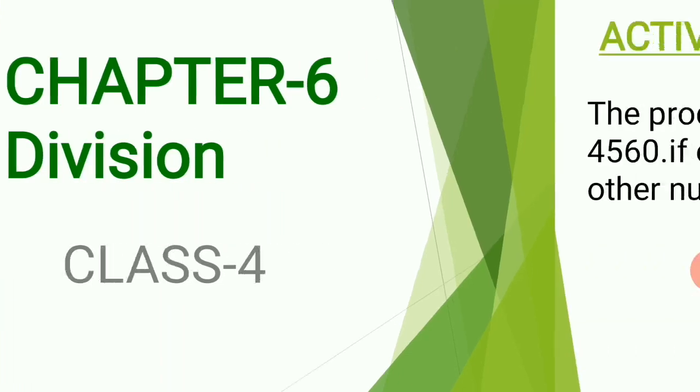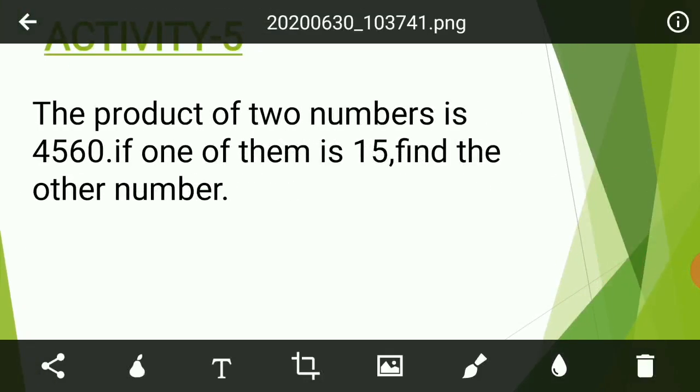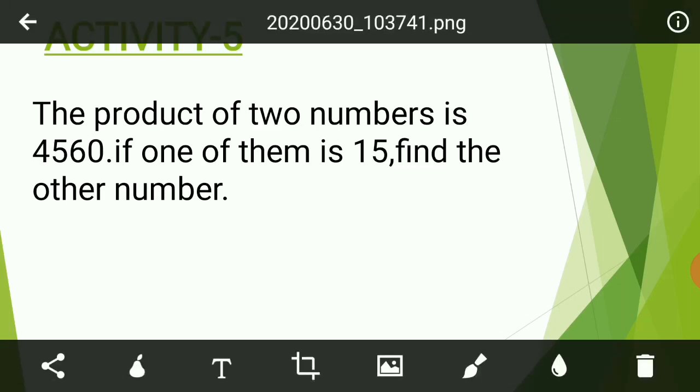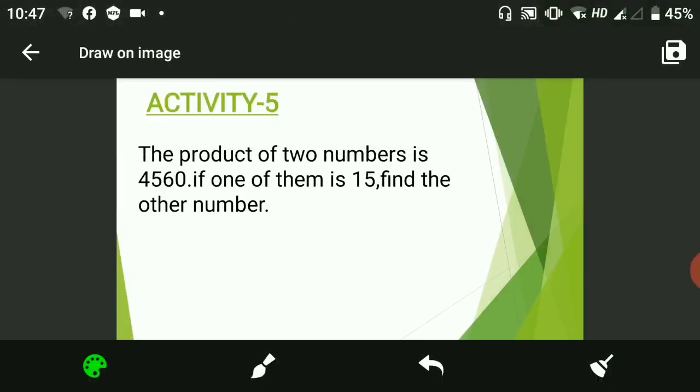So let's start. First word problem: the product of two numbers is 4560. If one of them is 15, find the other number. We will get the statement from the question only. Product of two numbers is equal to 4560. One of them, means one number, is 15. Clear? And find the other number. Other number is equal to 4560 divided by 15.